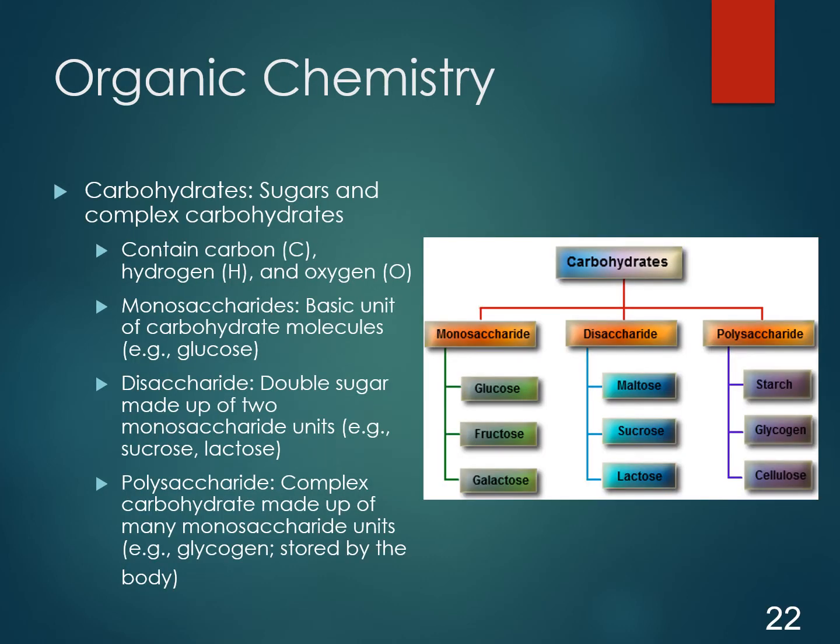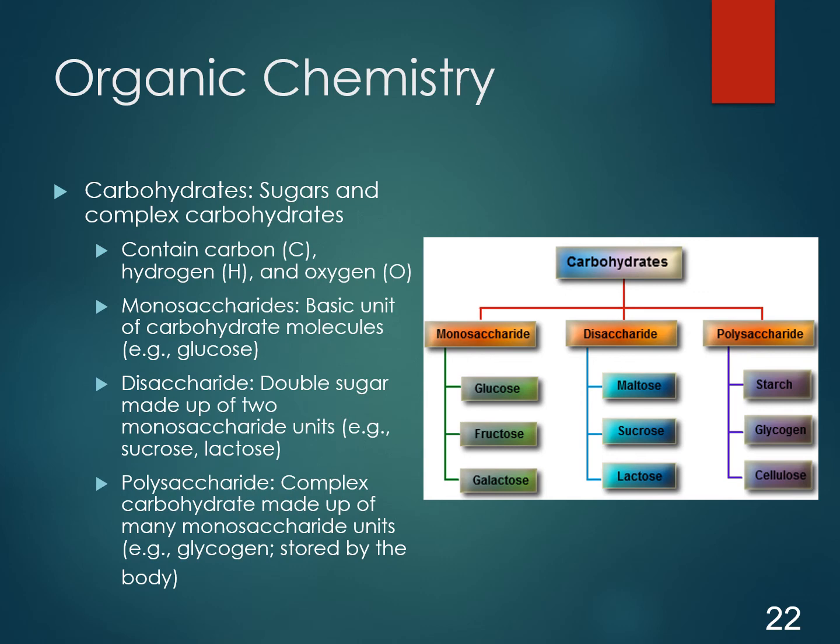Now we're going to switch gears and talk about organic chemistry. Organic chemistry includes compounds like carbohydrates, lipids, which are fats, proteins, and nucleic acids. Nucleic acids make up DNA and RNA. Now, when we're talking about carbohydrates, we're basically talking about sugars in different forms of complexity.